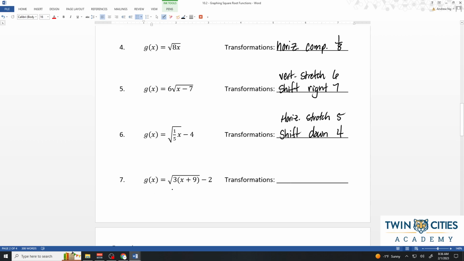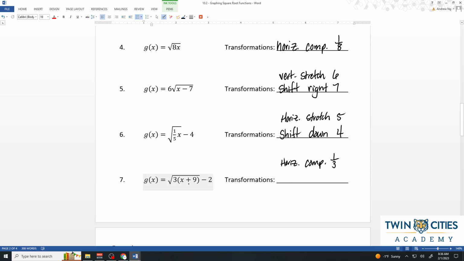Okay, last one. The square root of 3 times the quantity x plus 9, so that's all on the inside here. These are both going to be horizontal changes, and then a minus 2 at the very end. So we're going to have 3 things occurring here. We're going to have a horizontal, not stretch, but compression of 1/3.